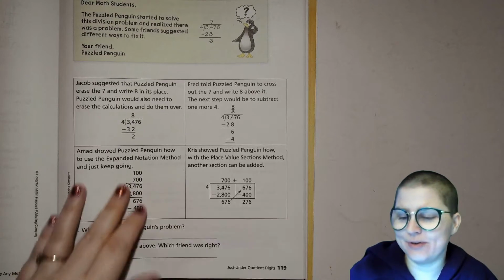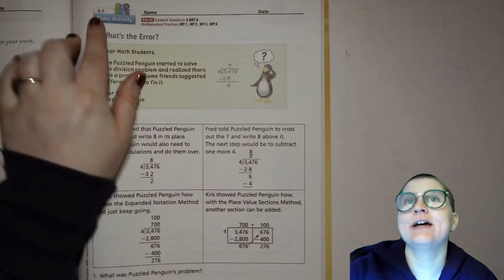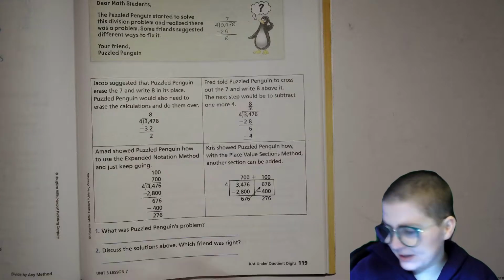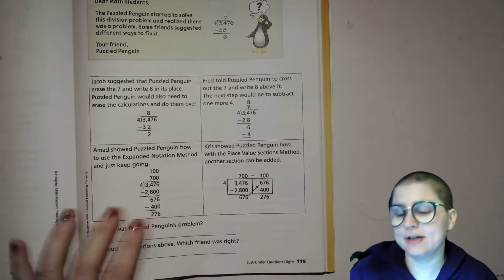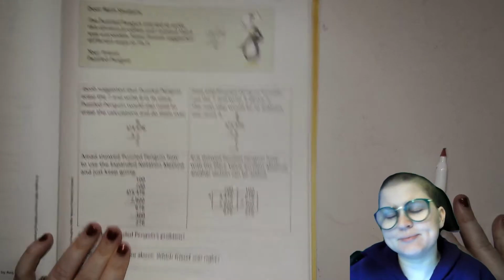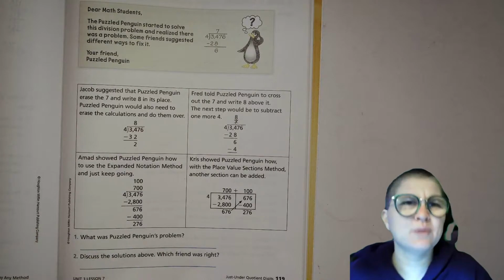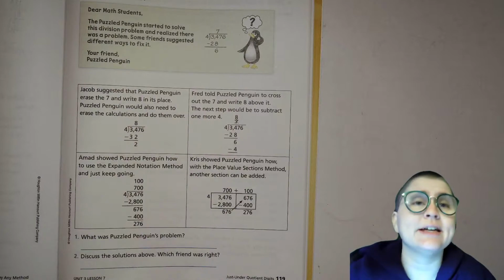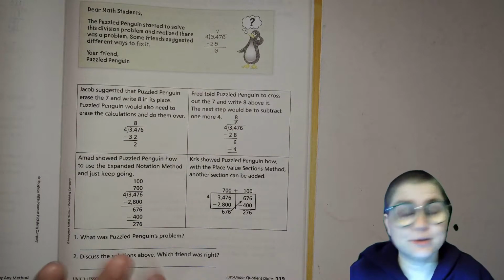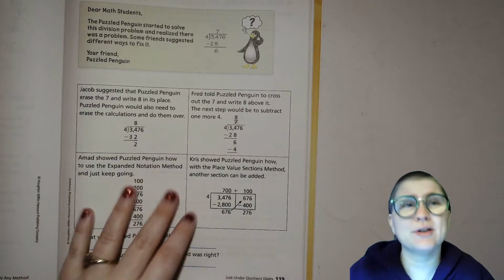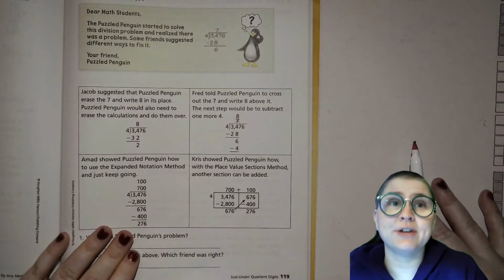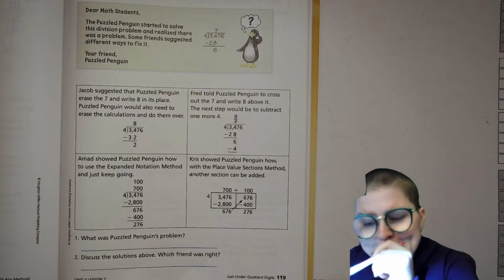Hello, fourth graders. So today we are doing our Unit 3, Lesson number 7, which is on page 119 of your book. And today we're talking about what to do if you realize you've made a mistake while solving a division problem. So, of course, we'll start off with our puzzle penguin. We're also going to talk about what to do with zeros in your quotients or your answers. Okay, so let's start with this puzzle penguin.